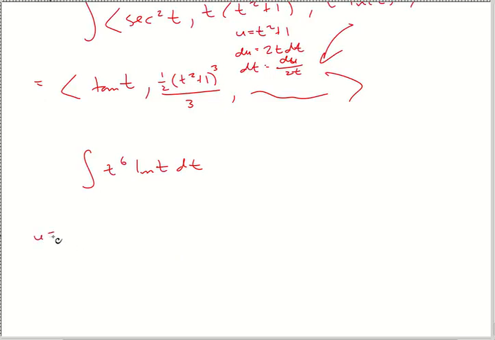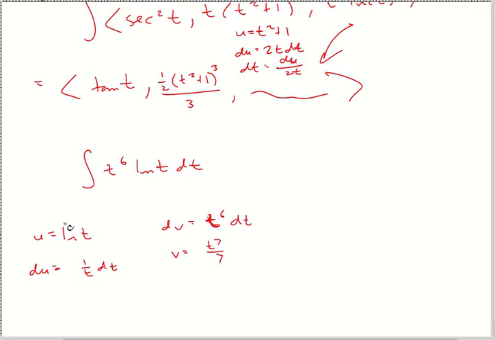So I'm going to do u is equal to ln t. My derivative of that, du, is going to be 1 over t dt. And then dv is going to be that t to the 6th dt. Looking a little sloppy there. And so v, when I integrate that, should be t to the 7th over 7.